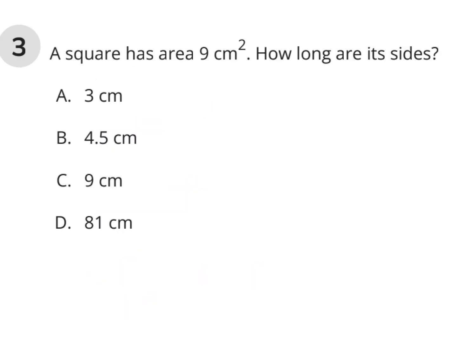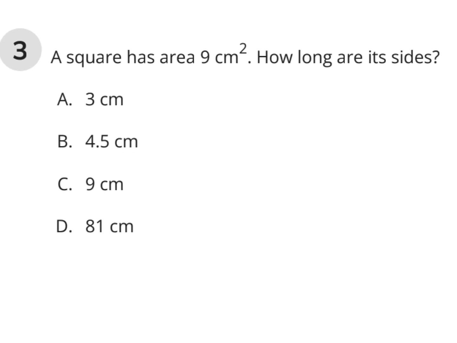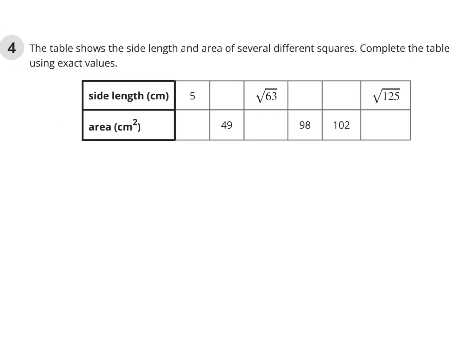A square has area 9 centimeters squared. How long is the side of the square? To get an edge length of a square, we have to take the square root. The square root of 9 equals 3, so A is the best answer.